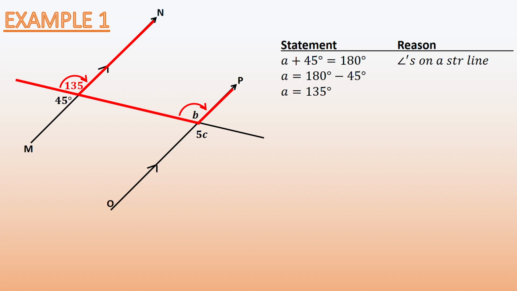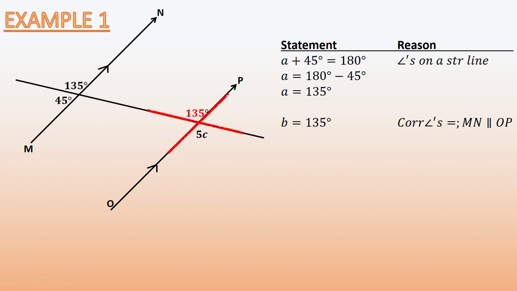If you have a look, you're working with corresponding. There's your F shape, so it's upside down. I know that corresponding angles are equal to each other, so B equals 135. There's my reason: corresponding angles are equal because MN is parallel to OP. Don't forget your parallel lines. And once I've got that, I'm going to fill in B as 135.